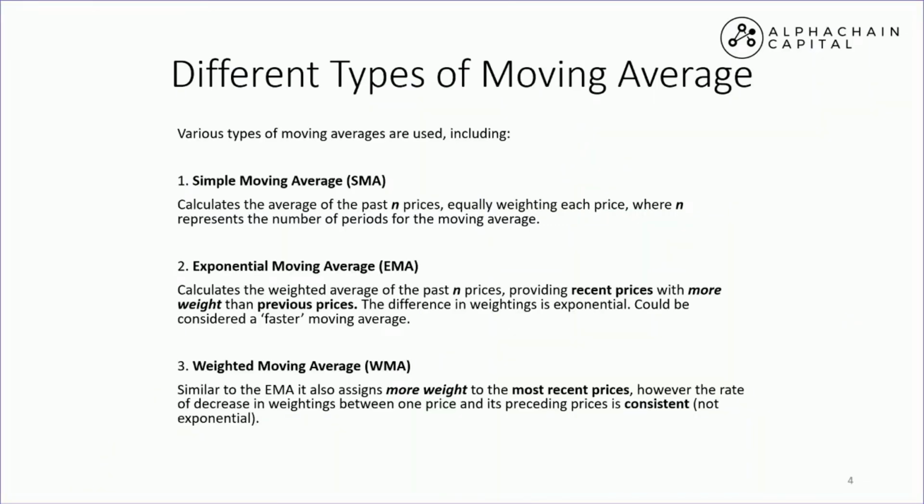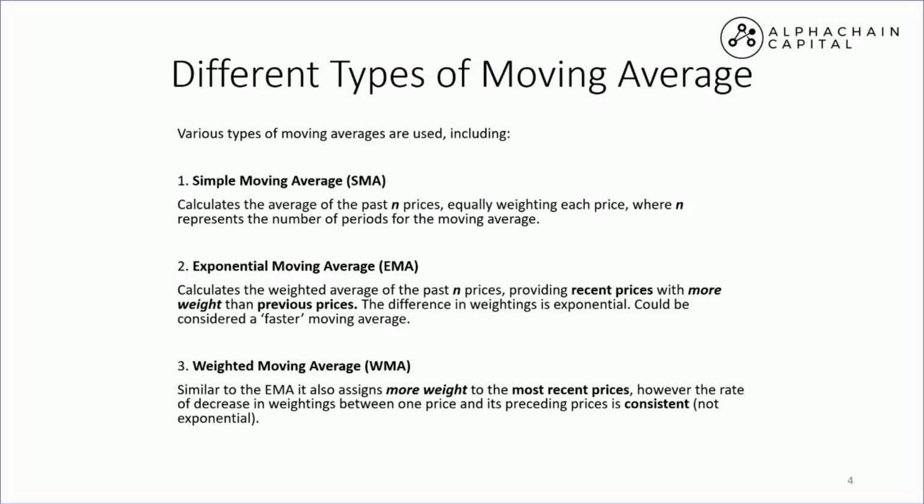So what are the different types of moving average that are possible? There are 3 main types of moving averages that are used. The most common is number 1, the simple moving average. This calculates the average of the past n prices, equally weighting each price, where n represents the number of periods for that moving average. For example, you could have a 10-period simple moving average where each point has an equal weighting in the calculation of that average on the line.